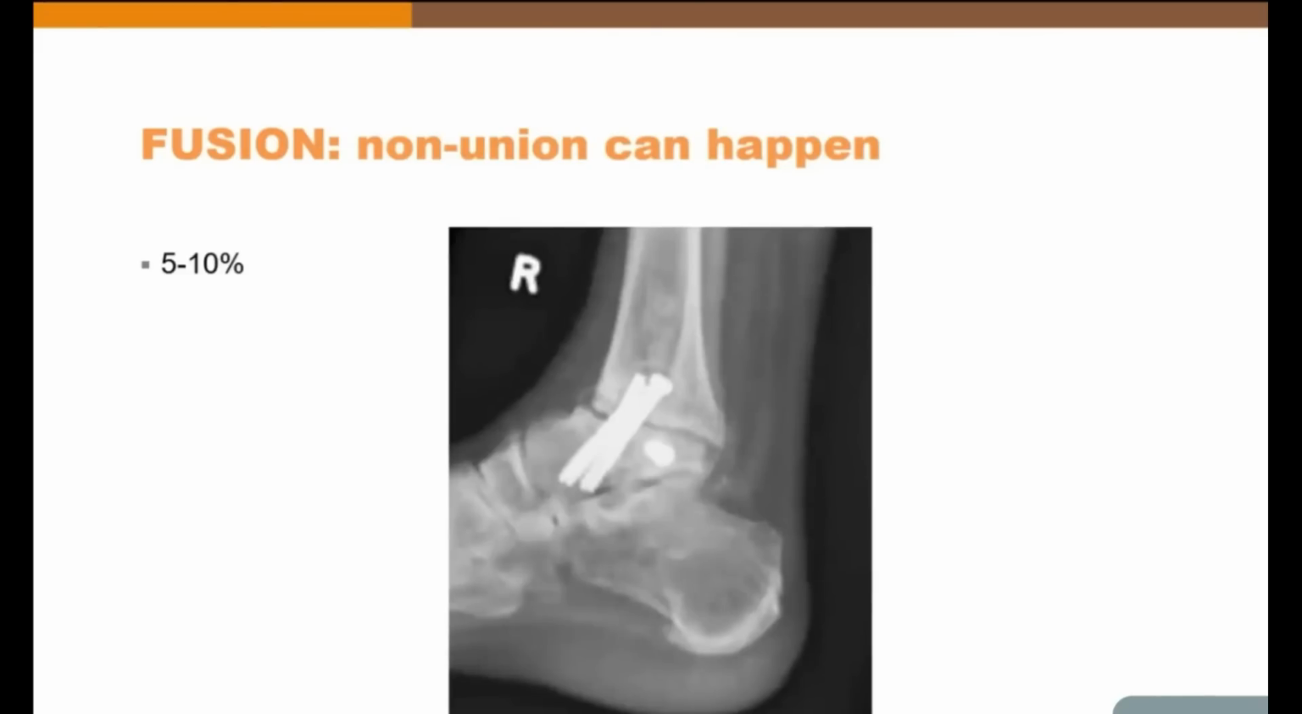Other complications: a relatively common complication that occurs somewhere between 5 and 10% of the time is non-union of the joint, oftentimes necessitating revision arthrodesis.